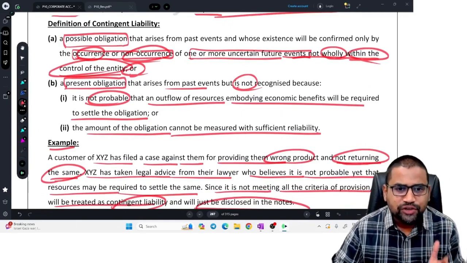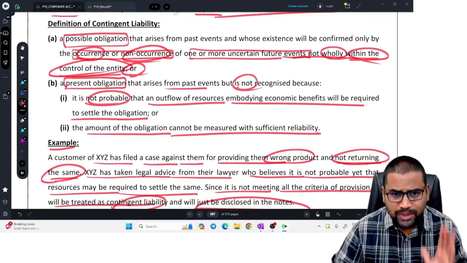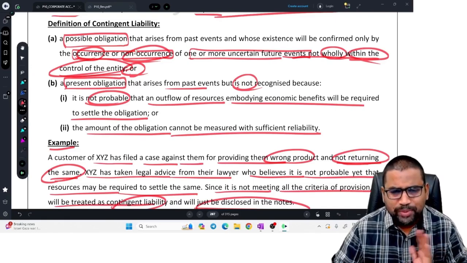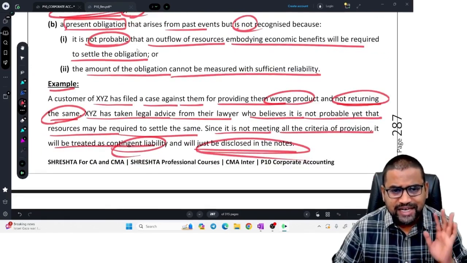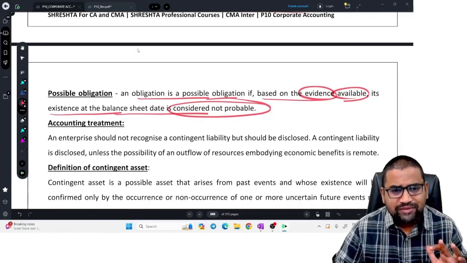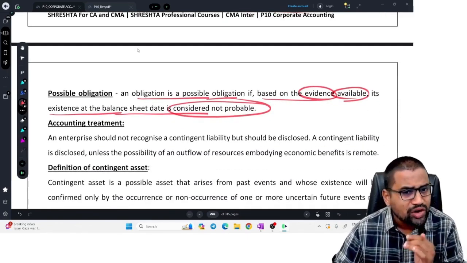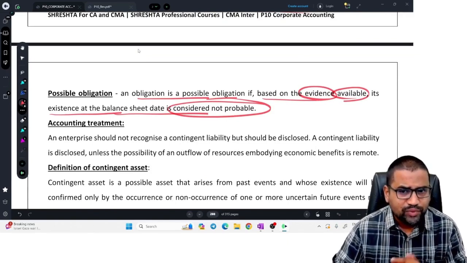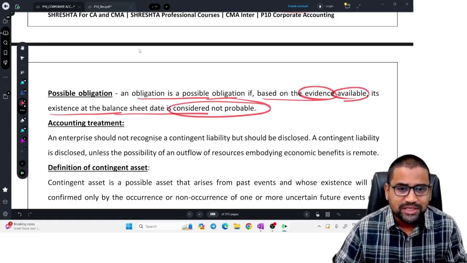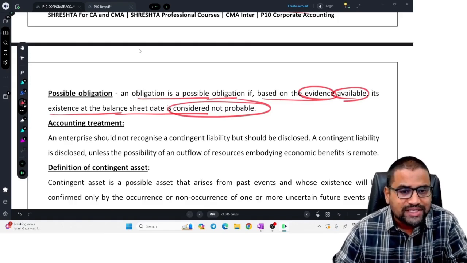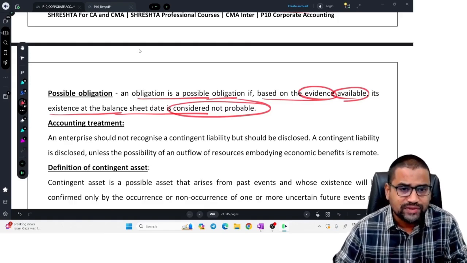So, from a business point of view, think: based on the evidence available at the balance sheet date, is there an obligation? No sir, no present obligation. Then don't recognize it as a liability; it is a contingent liability. Sir, based on the evidence available, there is an obligation, but it does not result in an outflow of resources. We are not required to pay anything to settle it. So a guarantee given is the best example for a contingent liability, because the moment you give a guarantee, there is an obligation, but it does not result in an outflow of resources.